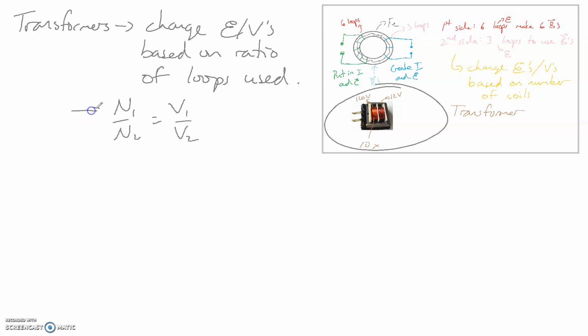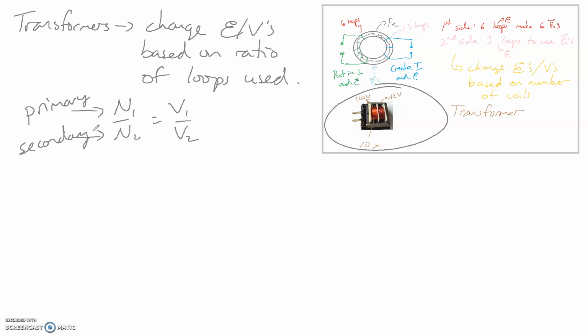And here, the first side is often called the primary side, and this would be the secondary. So you've got a primary number of turns, a primary voltage, and you've got the secondary number of turns, the secondary voltage. So you have something that looks like that.